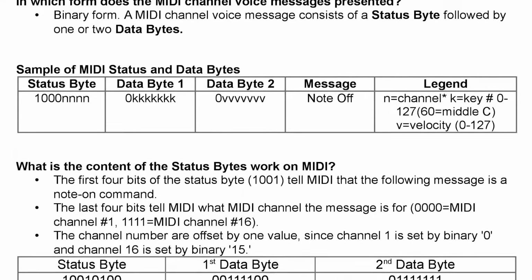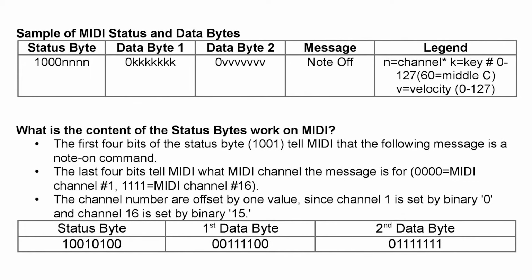What is the content of the status byte in MIDI? The first 4 bits of the status byte tell MIDI that the following message is a note on or note off command. Then the last 4 bits tell MIDI which MIDI channel the message is for. For example, 0000 equals channel 1, 1111 equals MIDI channel 16. You can see over here, every digit is only 0 or 1. 0 means no, 1 means yes.